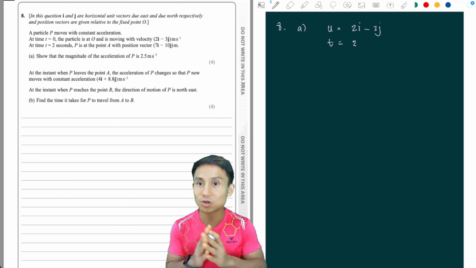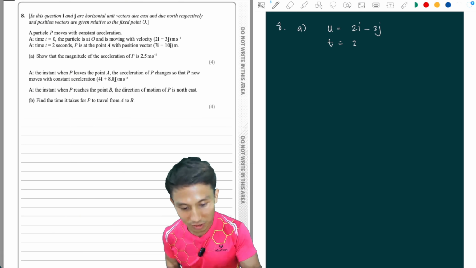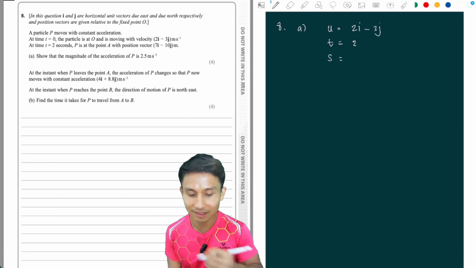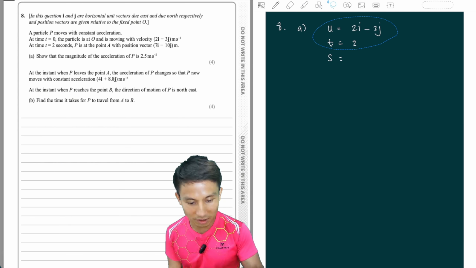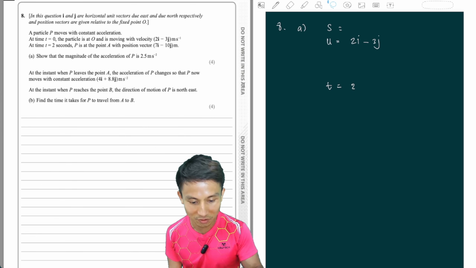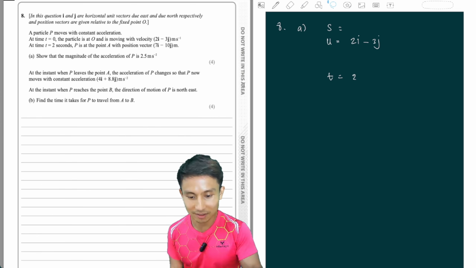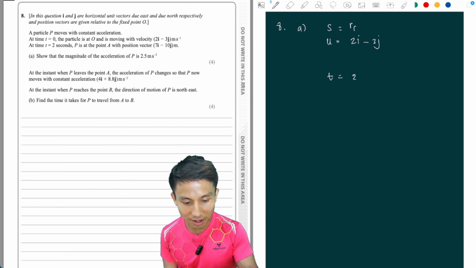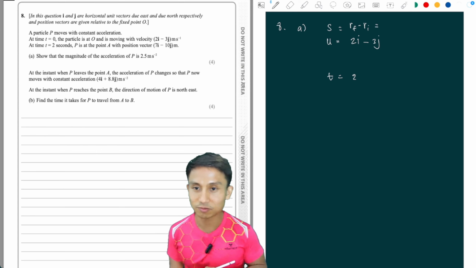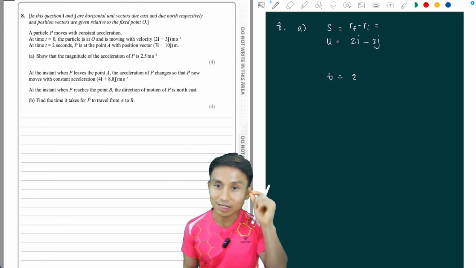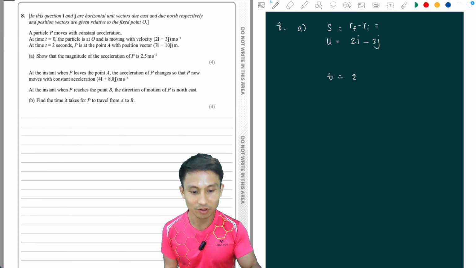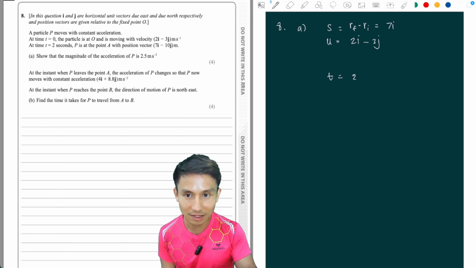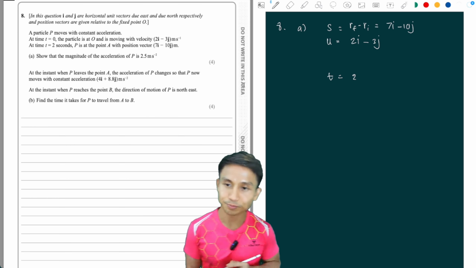Then we can find what's called the displacement. So displacement here is the S. If I want to order them, this is SUVAT, so it's S, U and V, A, T. So S is just r final minus r initial, where r is the position vector. Because the initial position vector is 0, that's basically just 7i minus 10j.